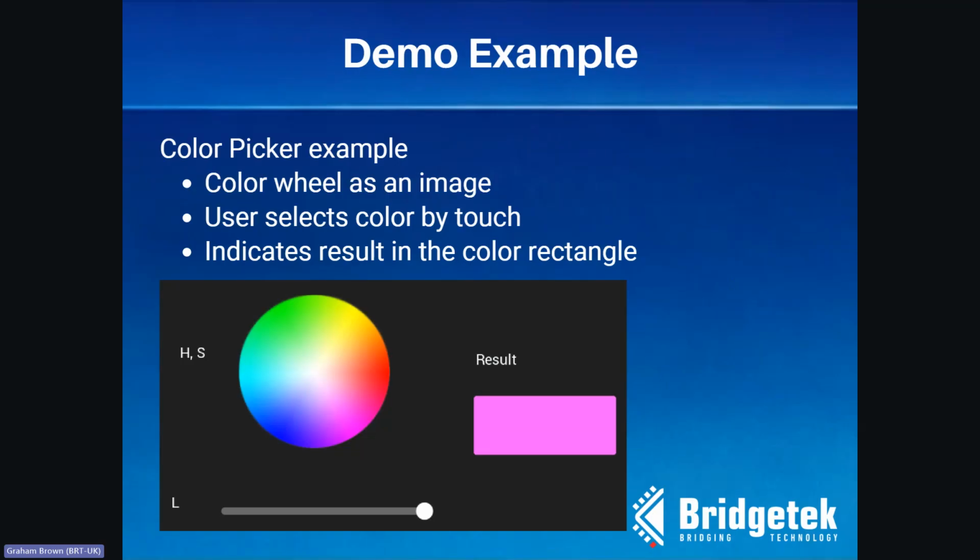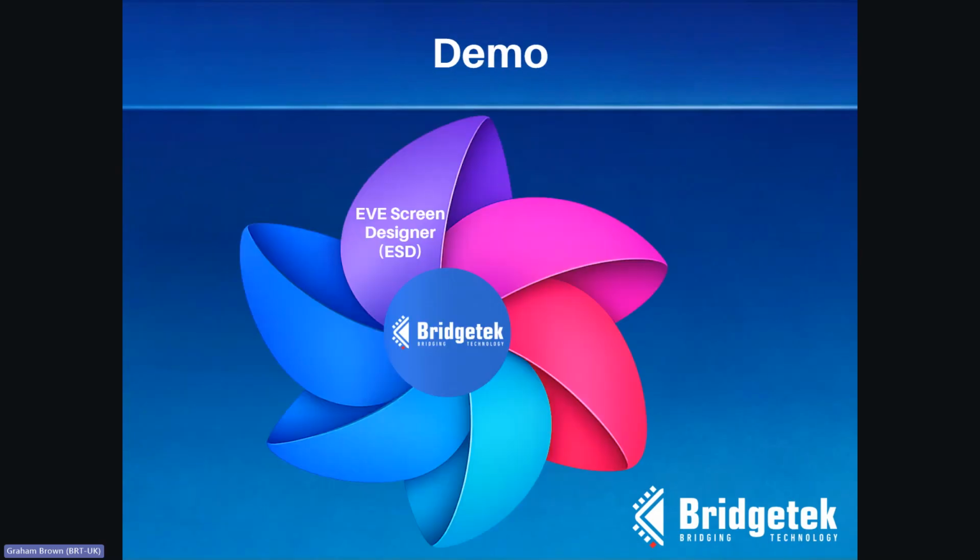On the software side, most of the demonstrations today will be using a color picker as an example. So we have the color wheel on the screen as an image, and the user can select the color by touch, and we indicate the selected color via a rectangle. Some of the demos have additional features, such as a slider for saturation level. But first of all, I'm going to hand you over to Aaron, and he's going to cover the first of our 6 approaches, which is ESD.